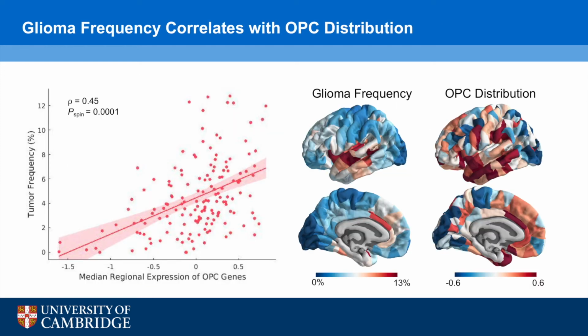We also compared our tumor distribution with a map of brain regions estimated to be enriched with oligodendrocyte precursor cells, and again found a significant correspondence.